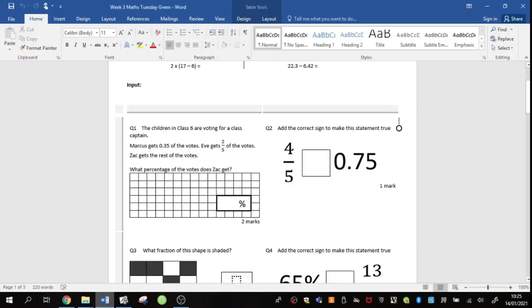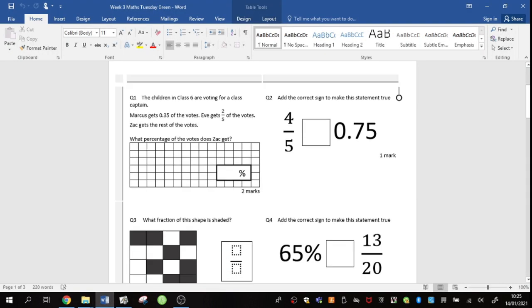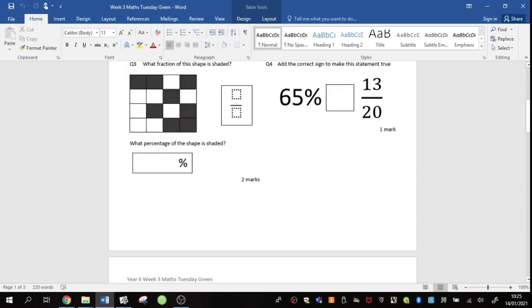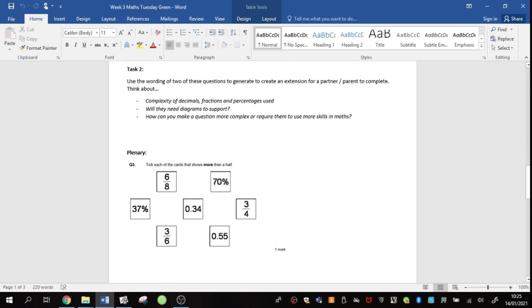Your task, as I've already explained, is to complete the various question types. I've gone through the more worded ones for you. After that, task 2 is I want you to use the wording of these questions to generate an extension for a partner and email it back to me, and I will shoot it off to someone else, or a parent to complete if your parents want to have a go at home. So think about the complexity of the decimals, fractions and percentages you're going to use. The ones I just modelled were very simple.